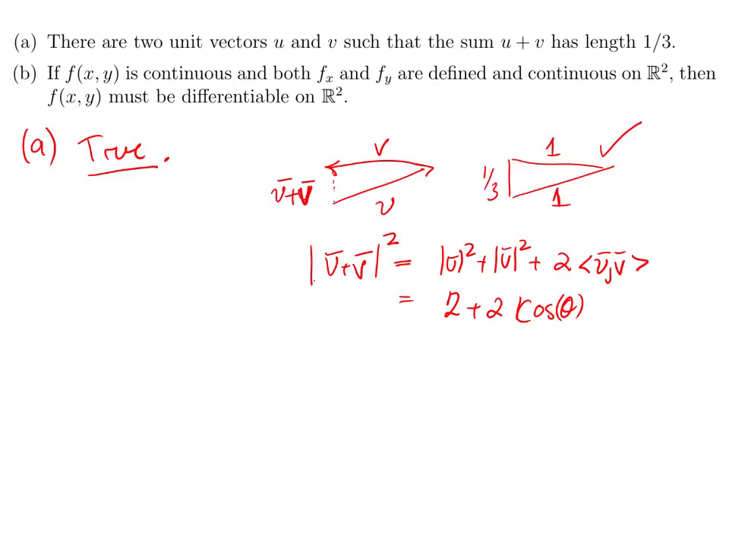Okay, so the second question: if f is a continuous function, and both the partial derivatives are defined and continuous on the plane, then the function must be differentiable on the plane. This is simply true. This is a theorem we stated in class in lecture 6. It's also stated in the textbook. It's one of the basic facts about differentiation that we didn't actually prove, but we used repeatedly. We often use this fact to know that functions were differentiable.